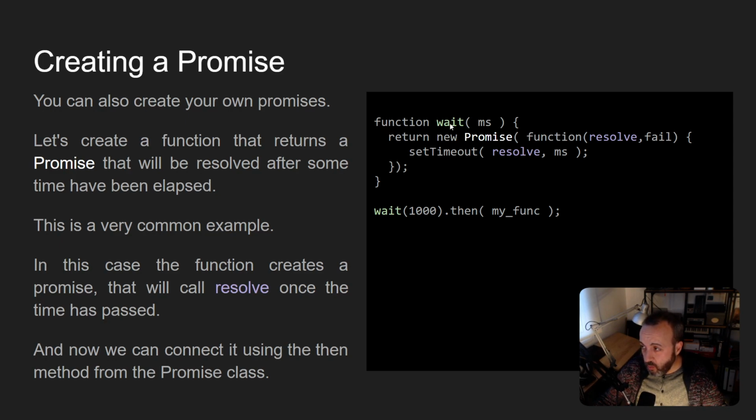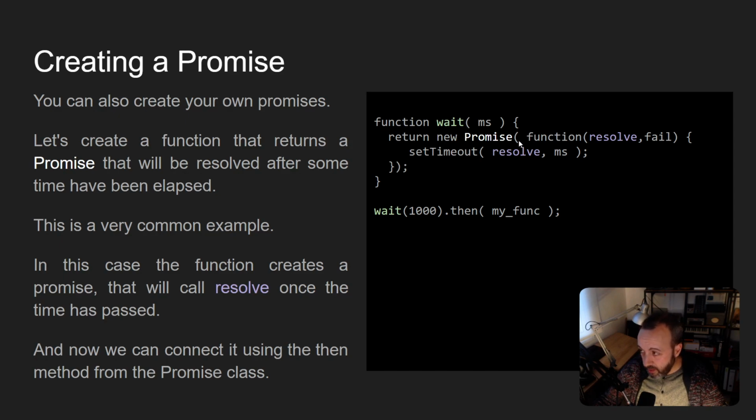First, I create a function wait, because I expect the people who use this wait function to receive a promise, so they can put the dot then. I need this function to return a promise. So my function wait is going to return a new promise. But how do we make it so that this promise is going to be resolved once this action is done, in this case when the setTimeout is completed?